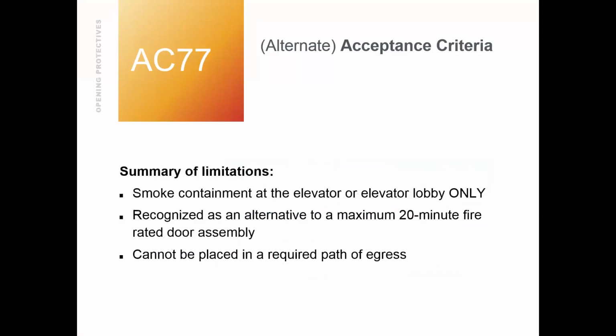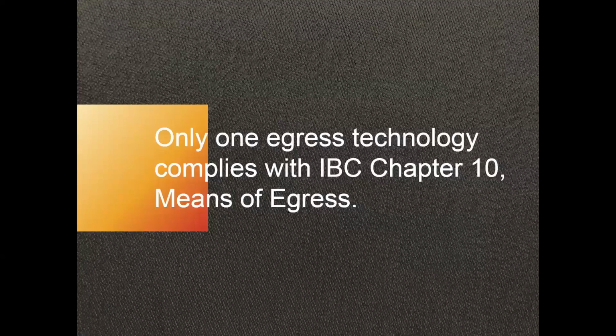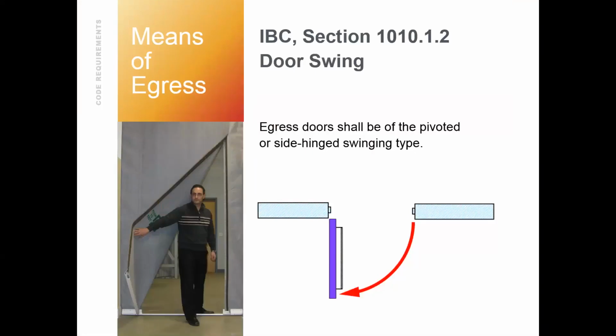So to summarize the limitations: smoke containment, elevator or elevator lobby only. It's recognized as an alternative to a maximum 20-minute rated fire door assembly. And lastly, it's not able to be placed within a required path of egress. Except one technology, and it's this one. There's only one egress technology that complies with IBC Chapter 10. That one, as displayed by our best friend Vadim Littman.